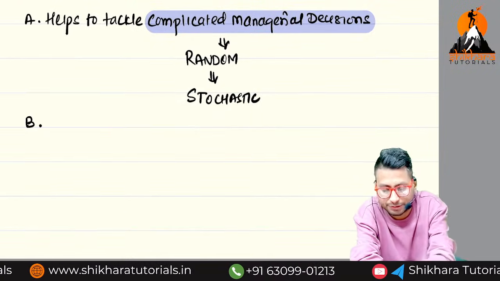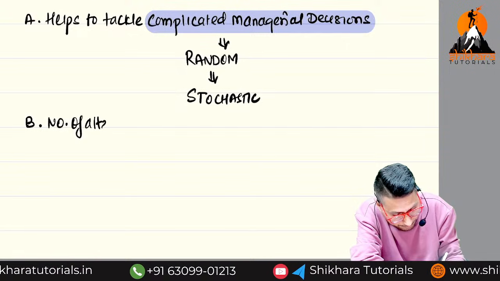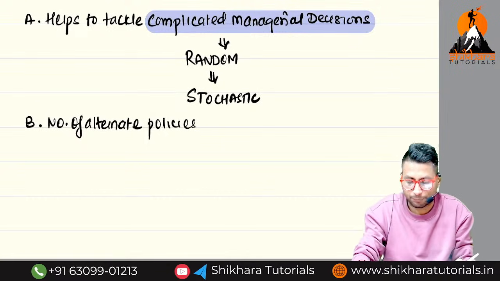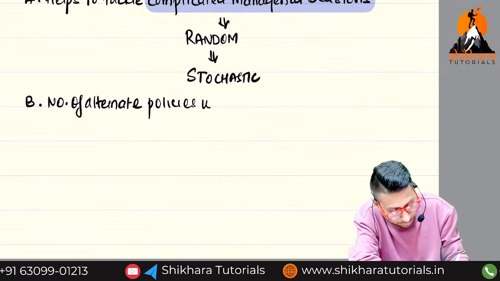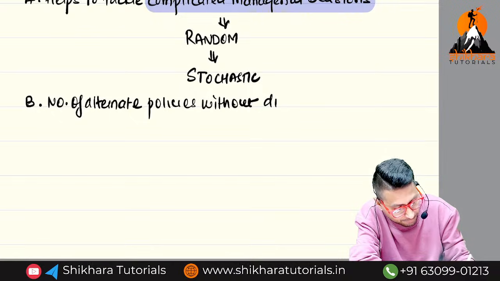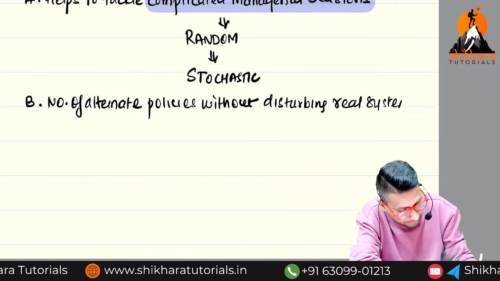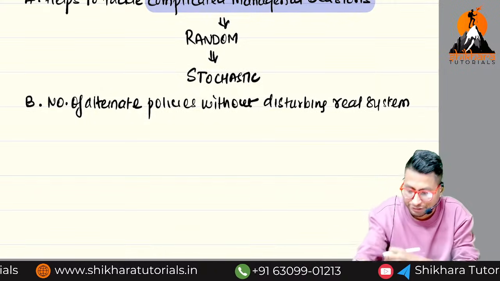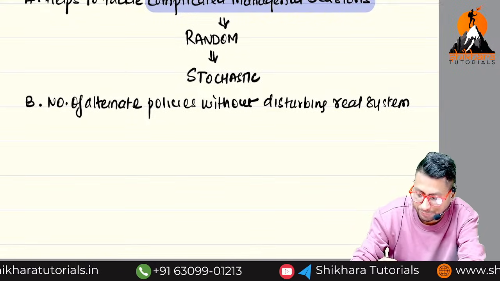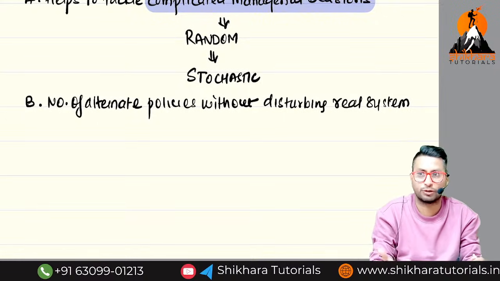Point number B. Clear? Point number B. Number of alternate policies without disturbing the real system. Without disturbing the real system, I can develop multiple policies. I can test multiple policies. But in the actual environment or just a simulated environment? In a simulated environment. See, as human beings, we only do guesswork.